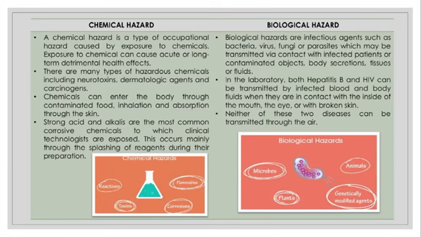Okay, in the laboratory, both hepatitis B and HIV can be transmitted by infected blood and body fluids when they are in contact with the inside of the mouth, the eye, or with broken skin. Neither of these two diseases can be transmitted through the air.